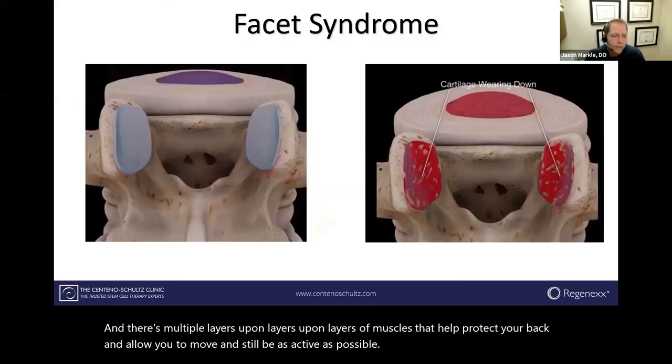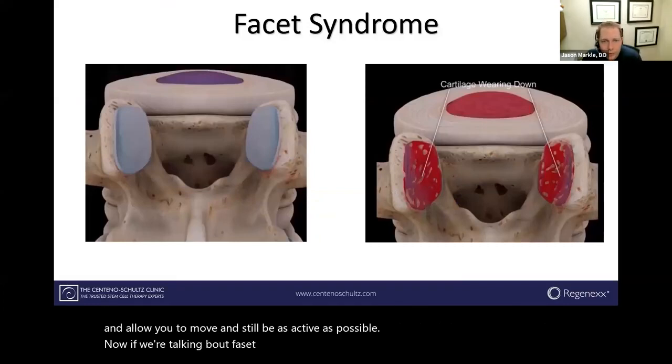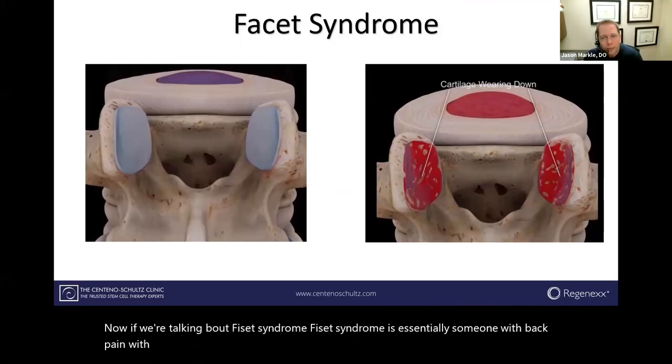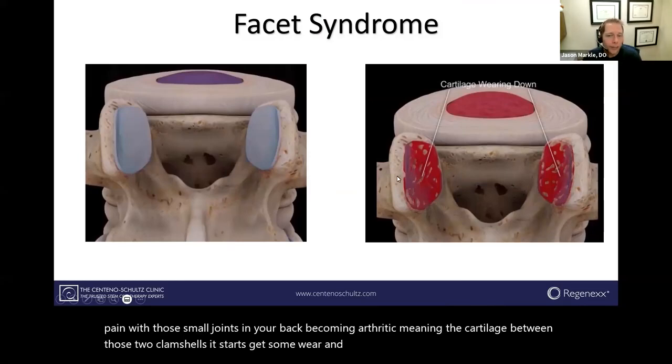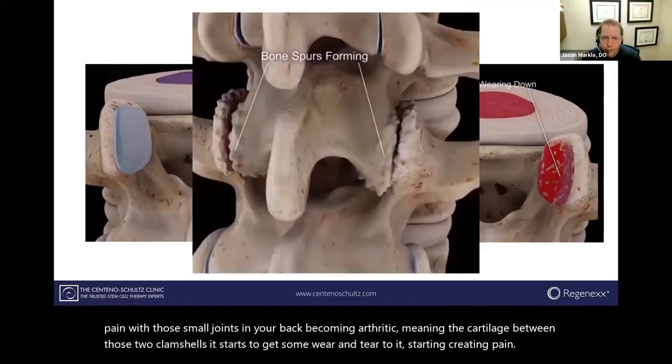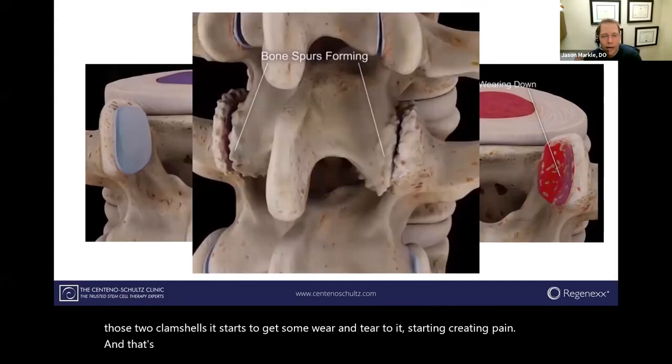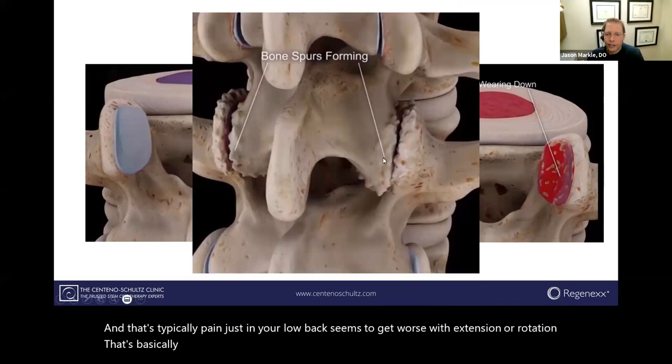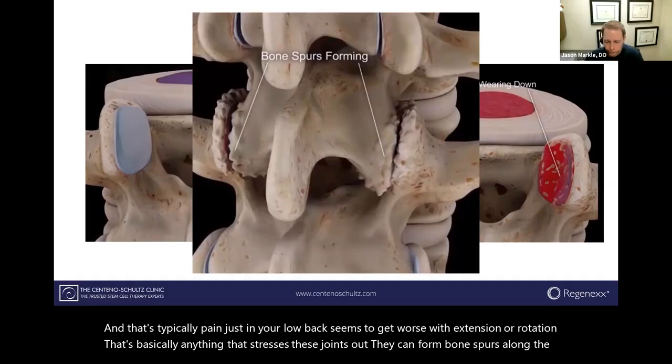Now, facet syndrome is essentially someone with back pain from those small joints in your back becoming arthritic, meaning the cartilage between those two clamshells starts to get some wear and tear, creating pain. That's typically pain just in the low back. It seems to get worse with extension or rotation, basically anything that stresses these joints. They can form bone spurs along the way as well.